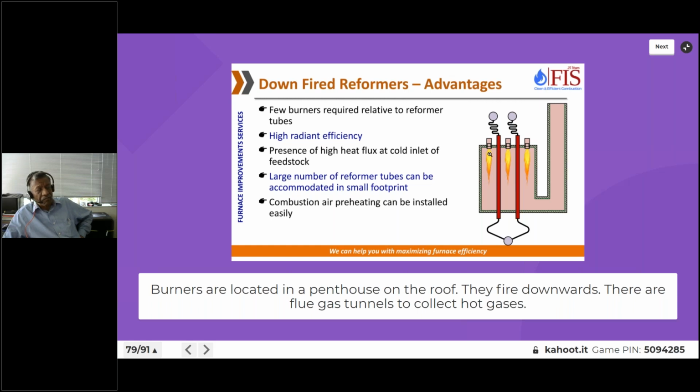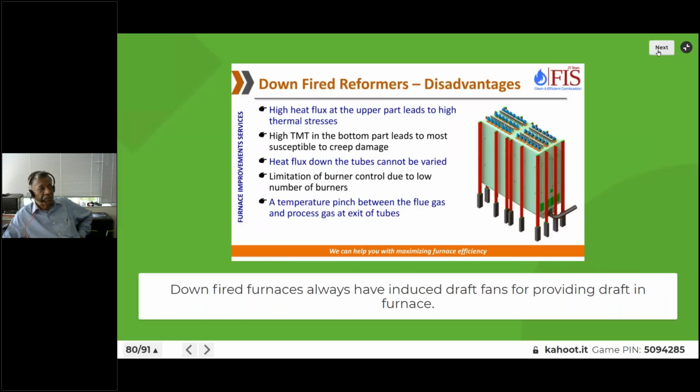You can see over here, we need very few burners. And one of the things they talk about is that the flue gas and the feed are going in the same direction, so we get maximum heat transfer at the bottom. So we have a very uniform tube metal temperature profile. However, in my experience, most of the problems occur in down-fired reformers, and we will talk in more detail in future webinars. But you get what you pay for. If you are saving on the initial cost, you end up paying more.